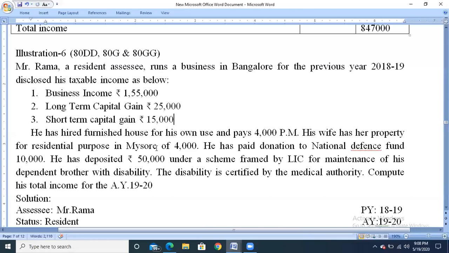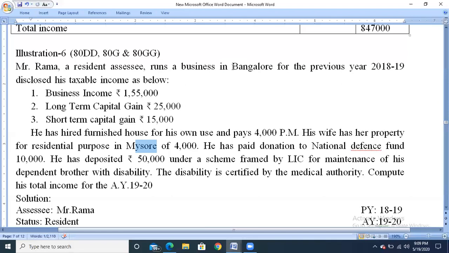So if you check, the house property is situated in Mysore, but he is staying in Bangalore. So only if he has the house property in Bangalore, then he is not eligible to claim the deduction under section 80GG. But if he has the house property other than the place where he is staying, then he can claim the exemption under section 80GG. So the exemption under section 80GG will be the least of 25% of the adjusted gross total income, a maximum of 5,000 per month, and rent paid minus 10% of the adjusted gross total income.